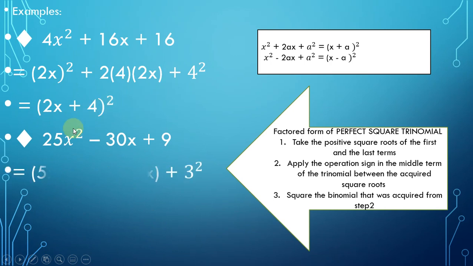Number 2. Applying this formula, take the positive square root of 25x squared. So we have 5x. And then the square root of the last term, which is 3 squared. Then twice the product of the first term and the last term. So for the square of a binomial, get the first term and the last term. And then the sign will be negative since the operation sign of the middle term is negative. So we have now 5x minus 3 squared.